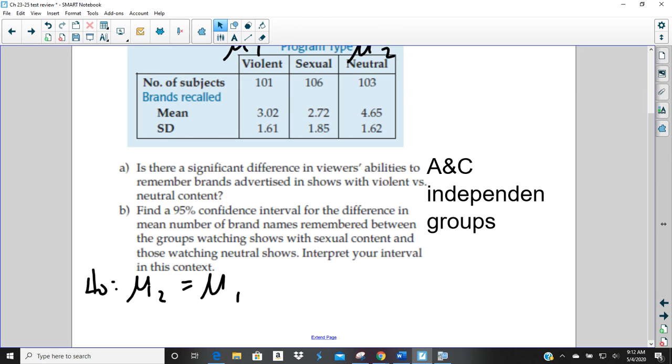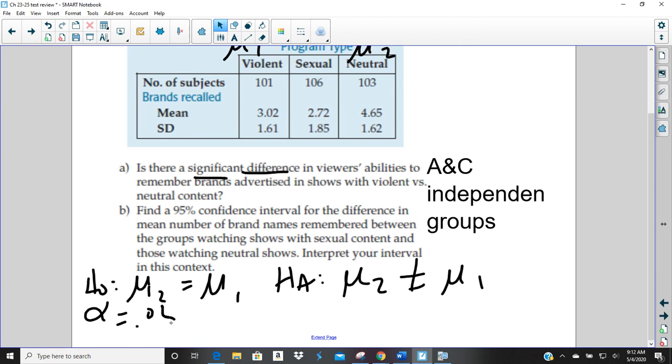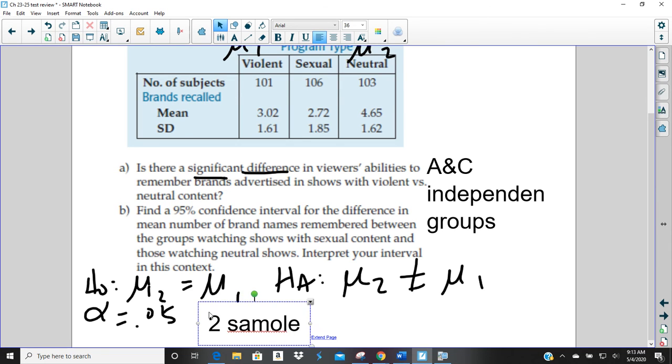Is it different? They're asking for a difference. And this is significant. That's how I knew it was a test. All right, so the alternative hypothesis is going to be mu2 is not equal to mu1. We already did our assumptions and conditions. Let's do an alpha level of 0.05, and we'll do a 2 sample t-test. Okay.